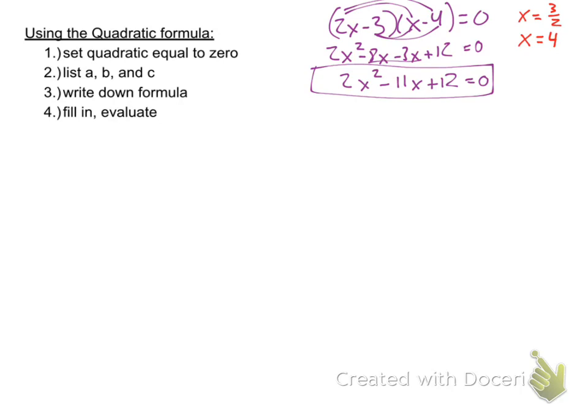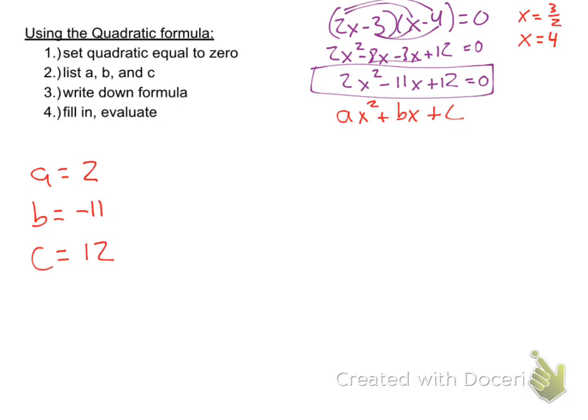Now remember, this is all based off of a quadratic: ax squared plus bx plus c. Right? General form, or standard form, sorry, of a quadratic. Part 1 is done. Part 2 says list A, B, and C. A equals, B equals, C equals. What is A? It is 2. B is negative 11, and C is 12.